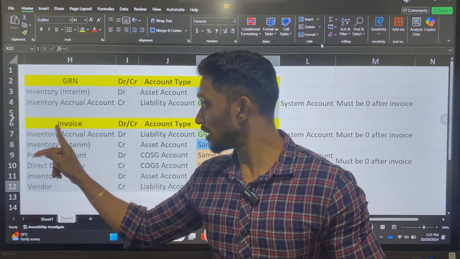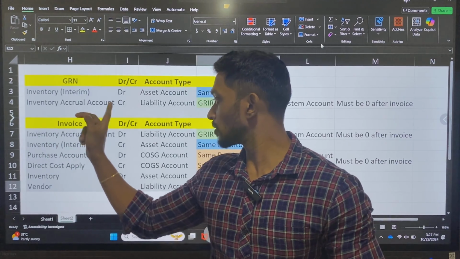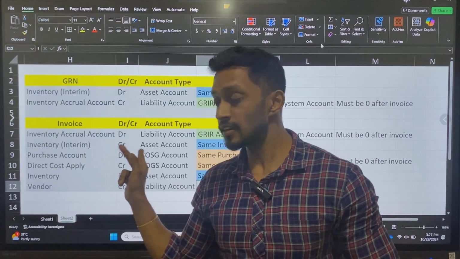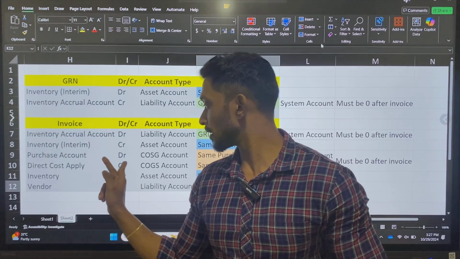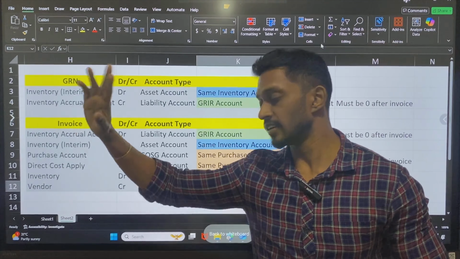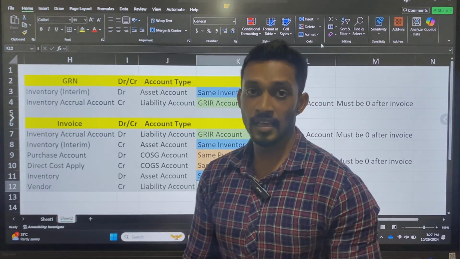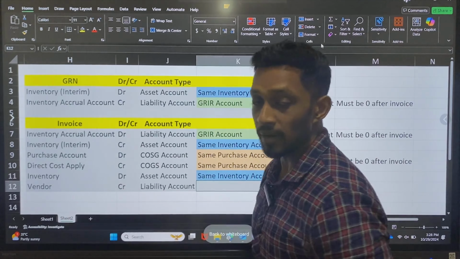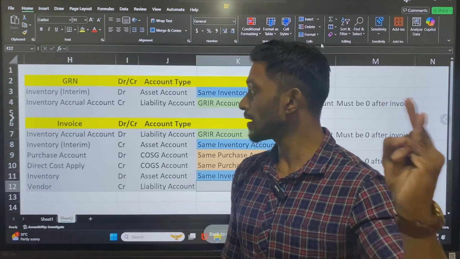And at the point of invoicing, the inventory accrual account, which means the GRIR account, gets debit. The inventory interim account gets credit, as well as the purchase account gets debit. The direct cost applied account gets credit, as well as inventory gets debit, and vendor gets credit. Keep in mind, these are the full double entries when it comes to GRN and invoice.